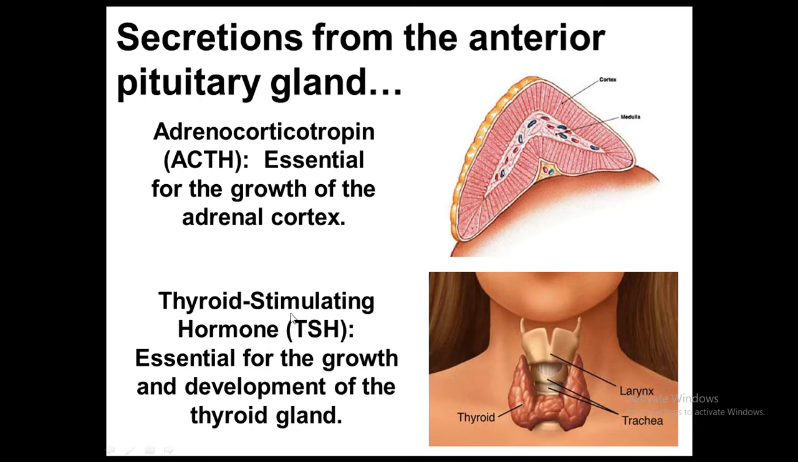So, thyroid stimulating hormone, TSH. The thyroid gland is present in our throat. Look, this is the trachea and the thyroid gland. So TSH is secreted under the effect of the pituitary gland. TSH is essential for the growth and development of the thyroid gland. And this is the thyroid gland.